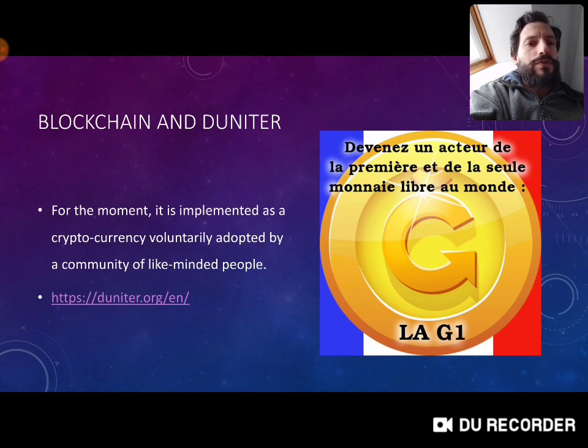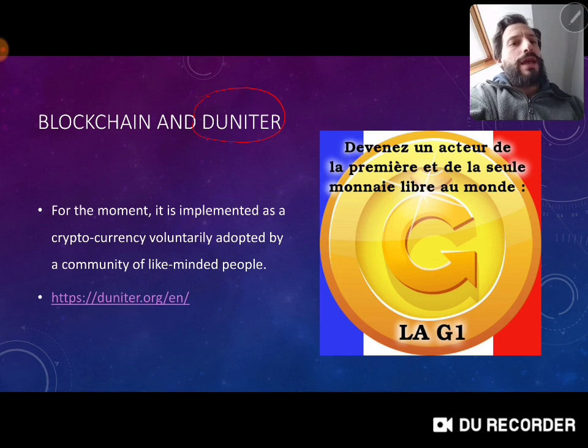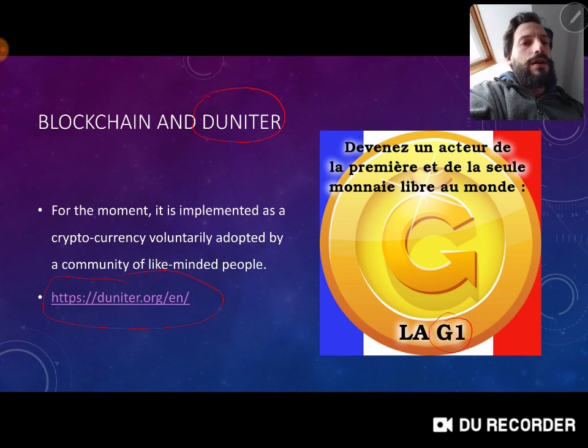A cryptocurrency based on this relative theory of money already exists, and it's called Duniter, and the universal dividend is called the G1 or June, pronounced June, and you can check it out on the official website. And it's just a cryptocurrency voluntarily adopted by a community of like-minded people that want to trade using this underlying philosophy of having an equal right in determining what has value or not, and exchanging goods and services based on this currency.